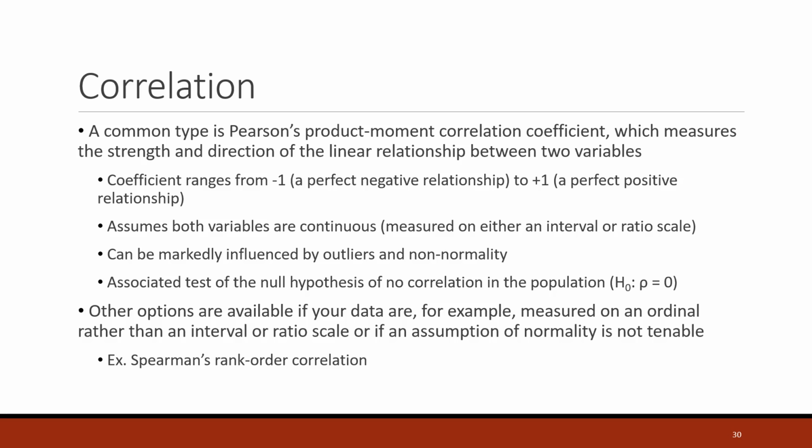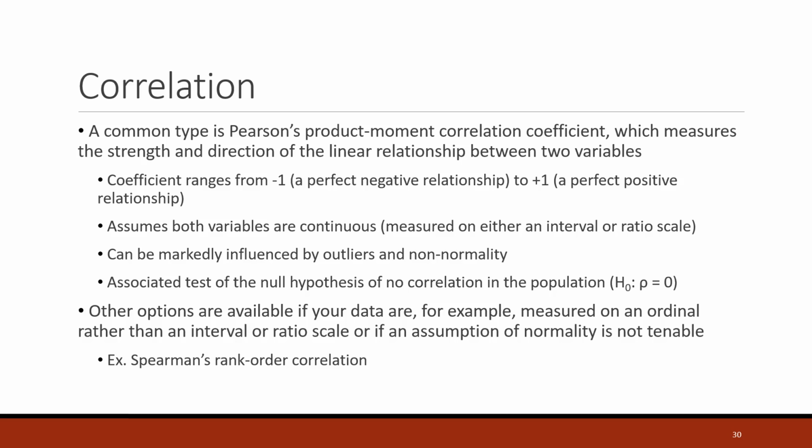So if we're looking at the associated tests of the null hypothesis of no correlation in the population, which is rho equals 0 (that might look like a p, but it is a Greek rho), then we do need to check that normality holds or is at least tenable amongst the variables that we are considering.